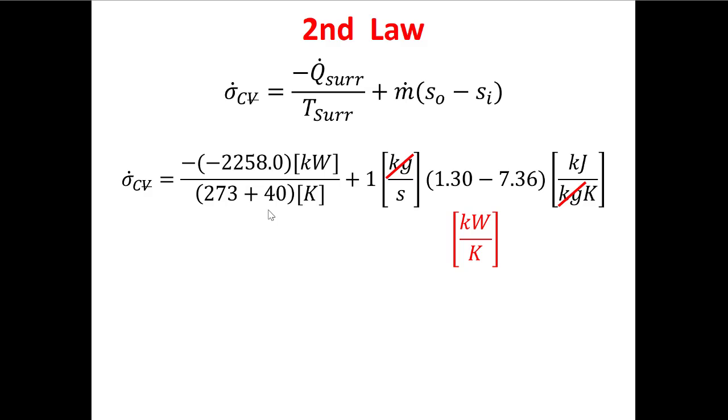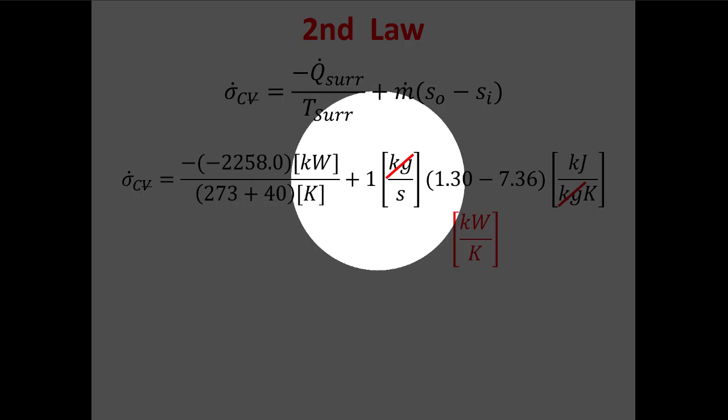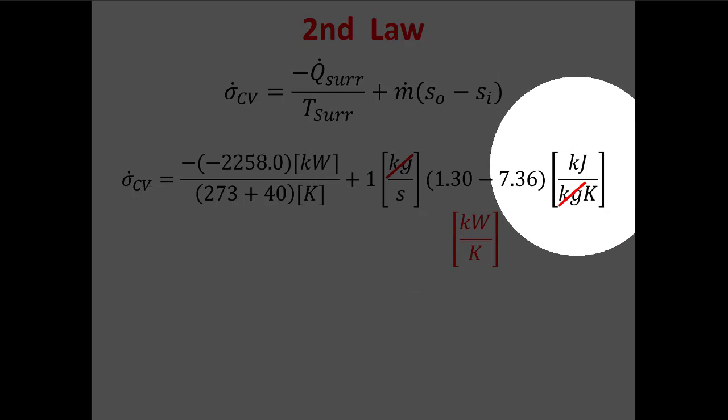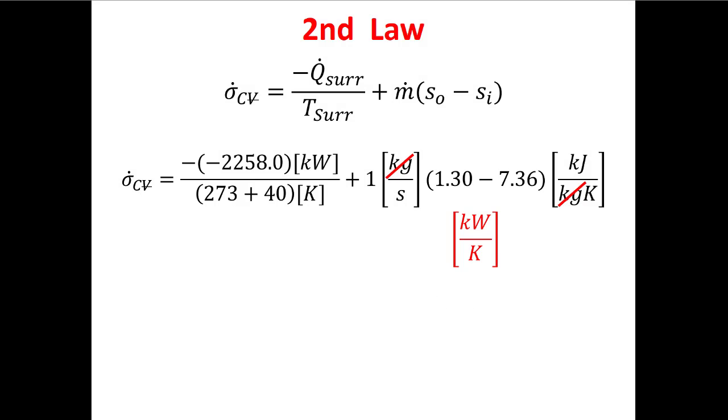So now I've got two terms. This one straight up is in kilowatts per degree Kelvin, right? This one is kilograms per second multiplied by kilojoules per kilogram Kelvin. So the kilogram cancels out and I get kilowatts per degree Kelvin.